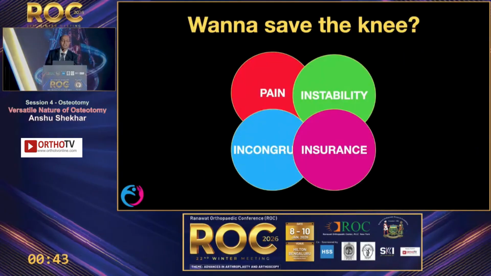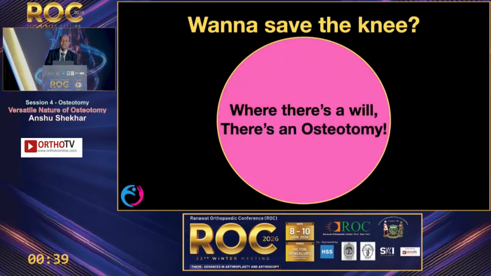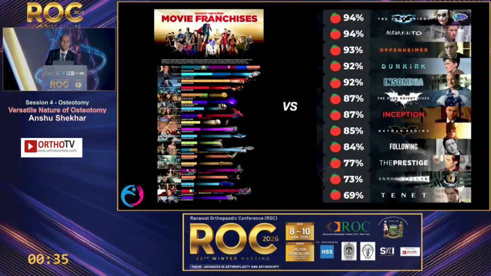So if you want to save the knee, irrespective of what pathology you're dealing with, you can do an osteotomy and save it. It is just about if you have the will, there is an osteotomy. Compared to an arthroplasty, you see, arthroplasty is basically like these movie franchises. They all talk about how much business they've done, about whose robot is how great, right? But if you talk of cinema, how good a movie is from a critical point of view, it is Christopher Nolan. So that is what osteotomy is all about.